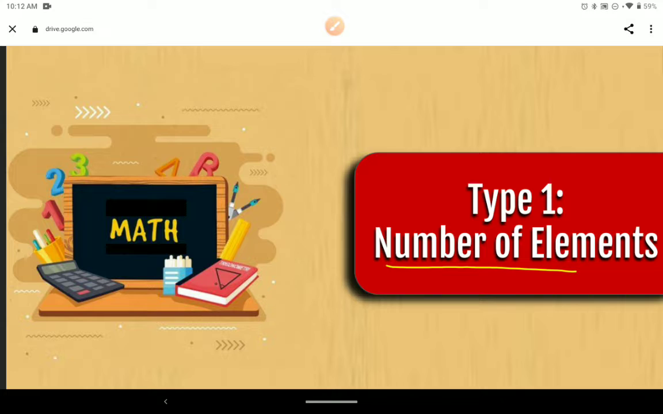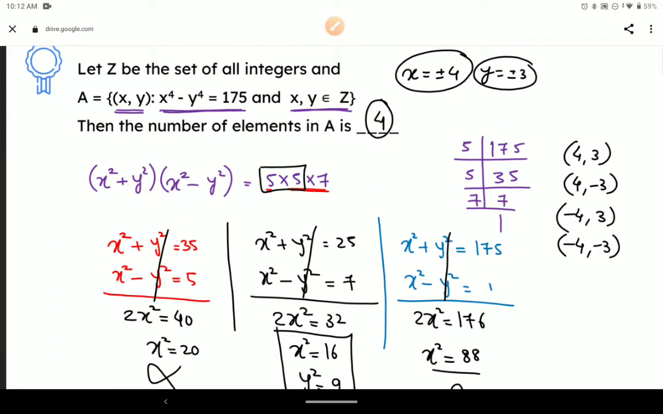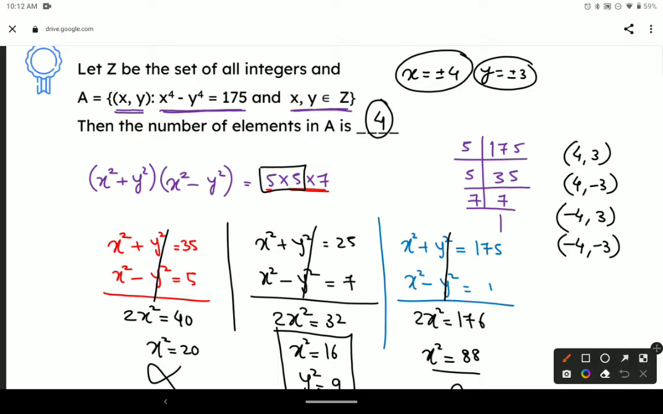See, type one is number of elements. Let Z be the set of all integers. I'll better use annotation and tell you clearly. See here, let Z be the set of all integers and A is defined as {(x, y) such that x power 4 minus y power 4 is equal to 175 and x, y belongs to Z}.